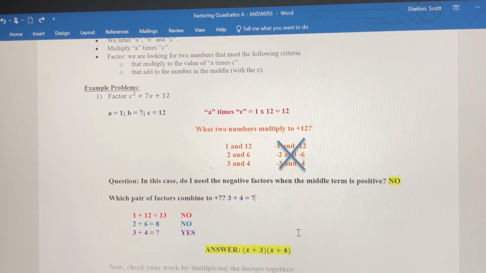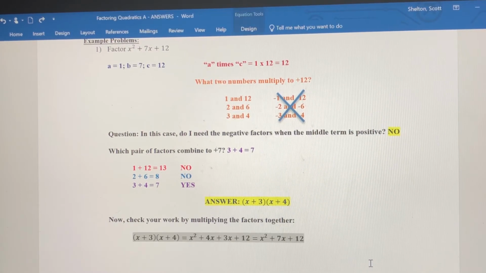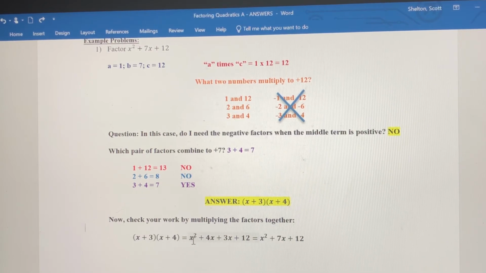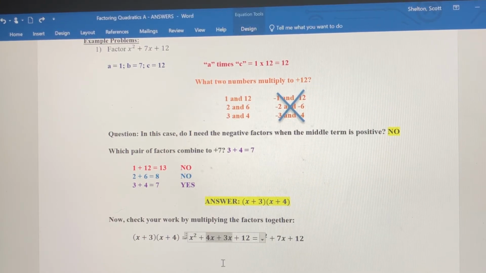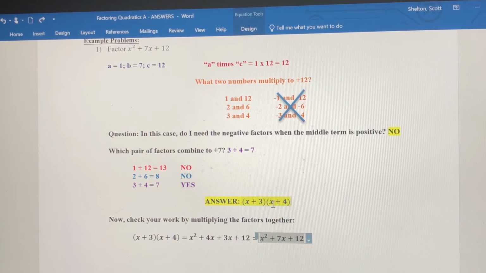Now, you can always check your work. Some people call it the FOIL method, some people call it using the distributive property. We want to multiply x plus 3 times x plus 4 just to verify that we get the trinomial that we started with. And we do. X times x gives me x squared. X times this 4 gives me 4x. 3 times this x gives me 3x. And 3 times 4 gives me 12. Combine the like terms. Those combine to be 7x. And that's what I started with, so that tells me that these 2 binomials are the factors of x squared plus 7x plus 12.